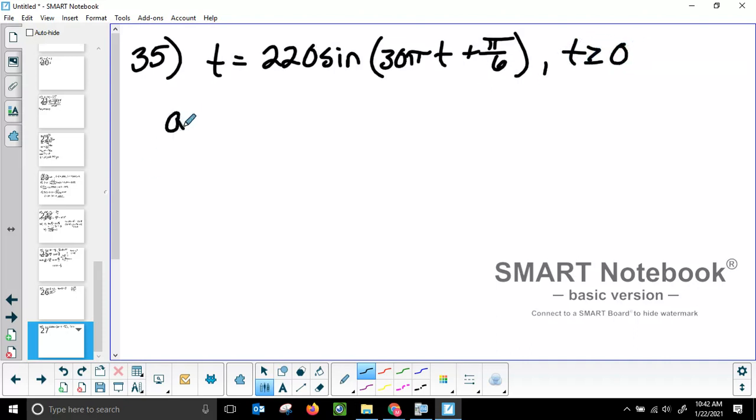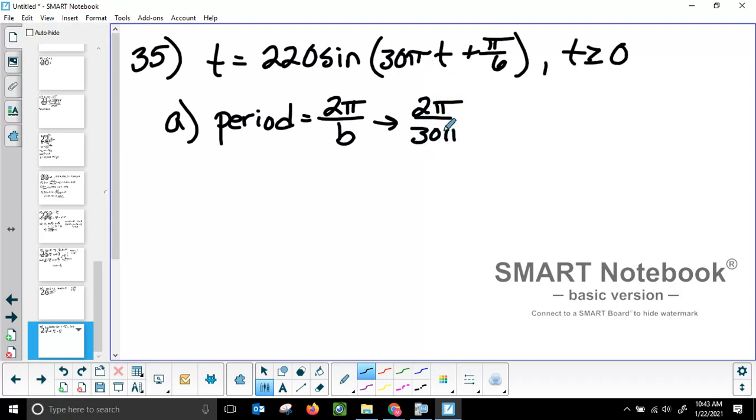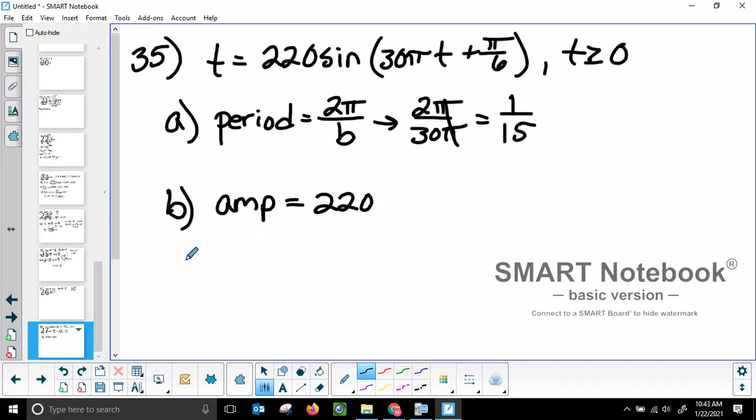All right, A. What is the period? Well, we know period is equal to 2 pi divided by b. Right, my b here is 30 pi. So 2 pi divided by 30 pi, the pi's cancel. 2 over 30 reduces to 1 over 15. B. What is the amplitude? The amplitude, of course, is just the absolute value of A, which is 220.